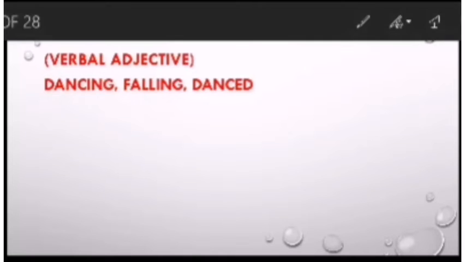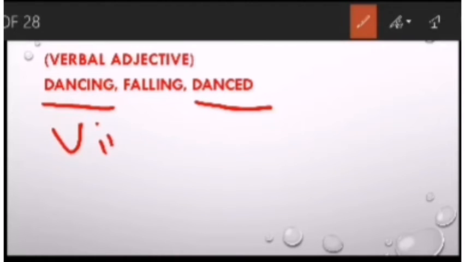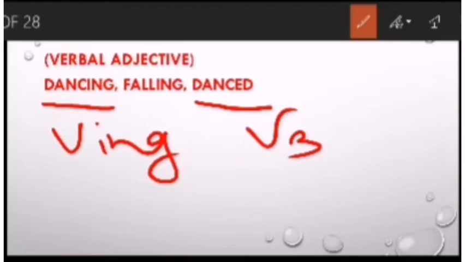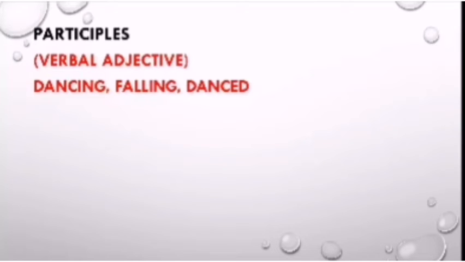Next, it's participles. Participles are verbal adjectives. Verbal adjectives means they are verbs but their forms are used as adjectives. So they are called verbal adjectives and these are participles. We have two forms of participles, present participle and past participle. Like here you are having dancing and danced. So the verb plus ing form is the present participle and the third form of the verb is the past participle. So participles are also adjectives, they are verbal adjectives.